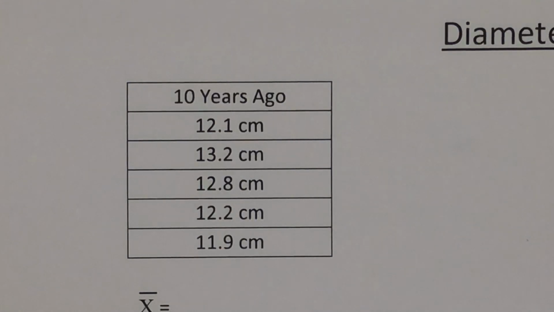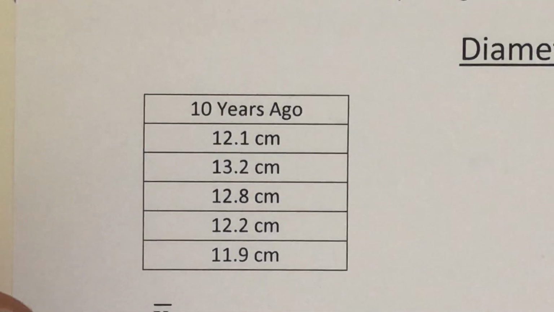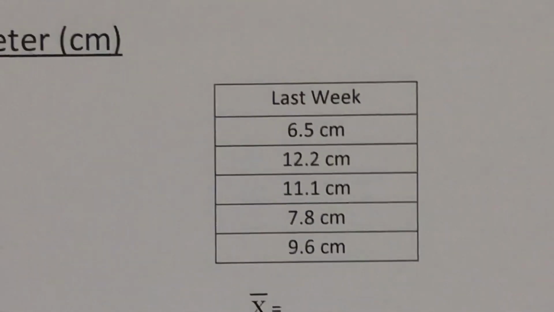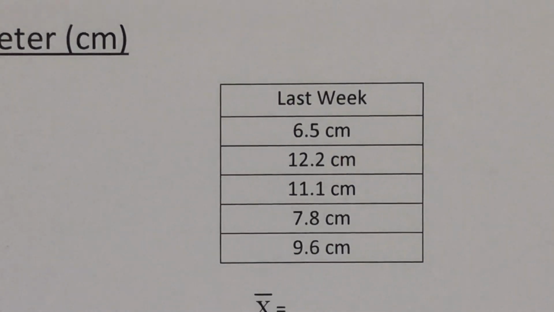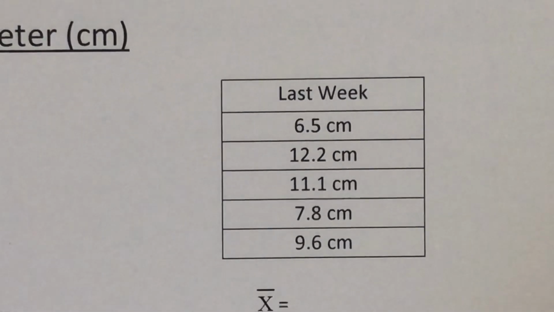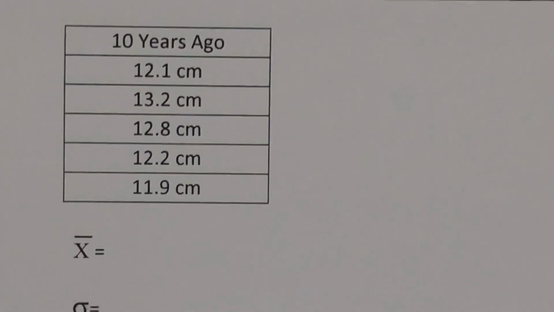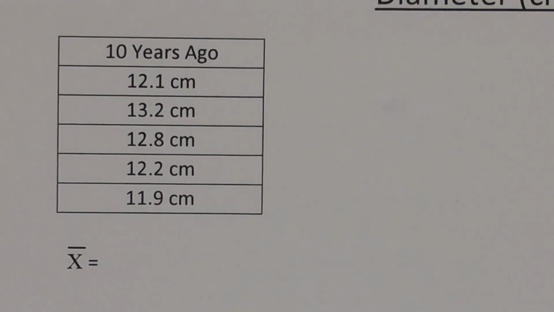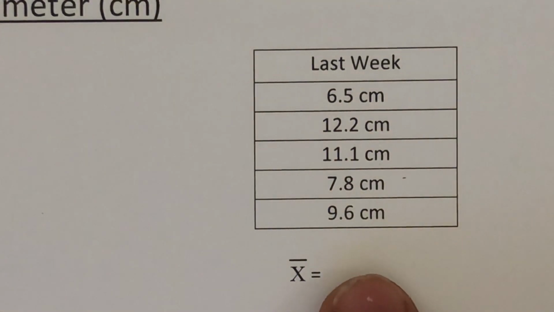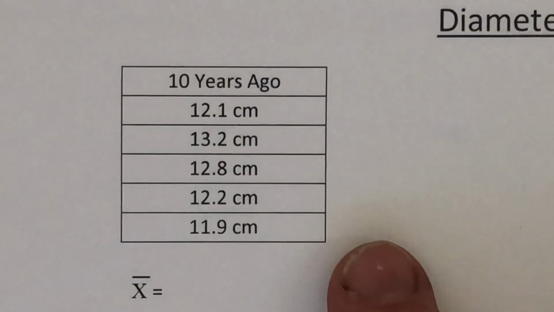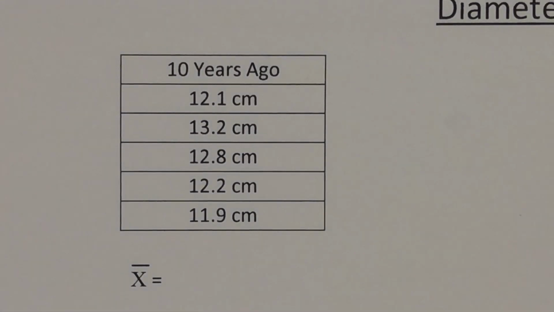One just has 5 measurements, 5 starfish 10 years ago. And then last week we have 5 starfish that were measured. So the sample sizes are really small, but that's kind of besides the point for this one. It would be really simple just to find the average for this, and then we can compare the averages. And probably if we did the averages, we're going to see that last week's measurements are going to average out to be smaller than 10 years ago. But we want to get a little bit more analytical than that.